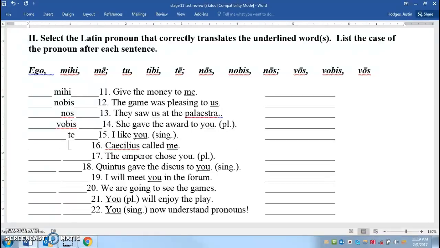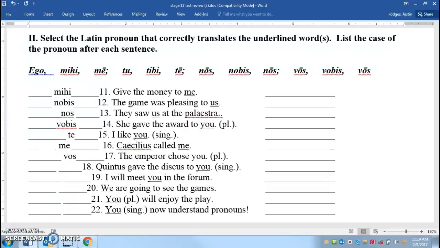Number 16, Caecilius called me. Well, me is the thing being called just like the sentence above, and so it is accusative. The accusative form of ego is me. Number 17, the emperor chose you, plural. Well, you is the thing being chosen, so we need the accusative form of you, plural, which is, once again, vos, just like the nominative form.